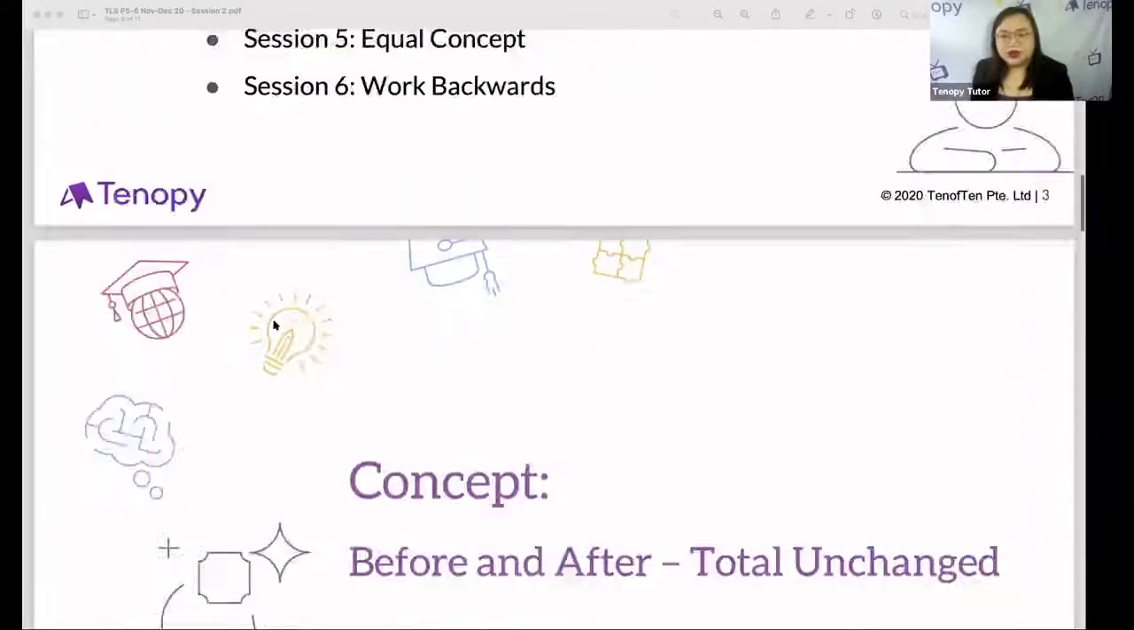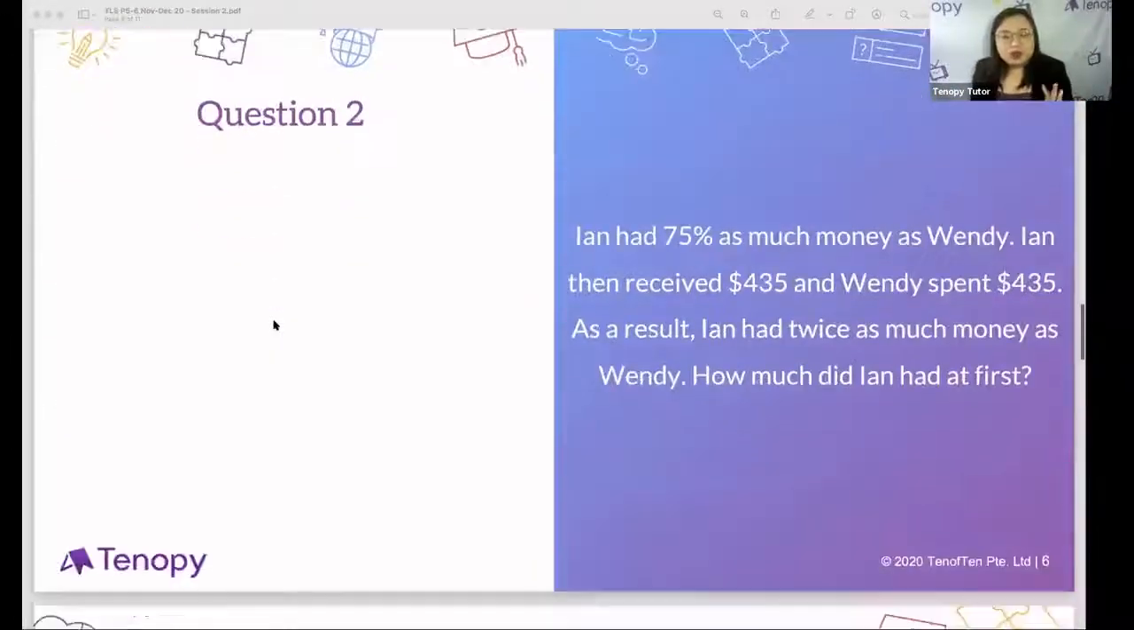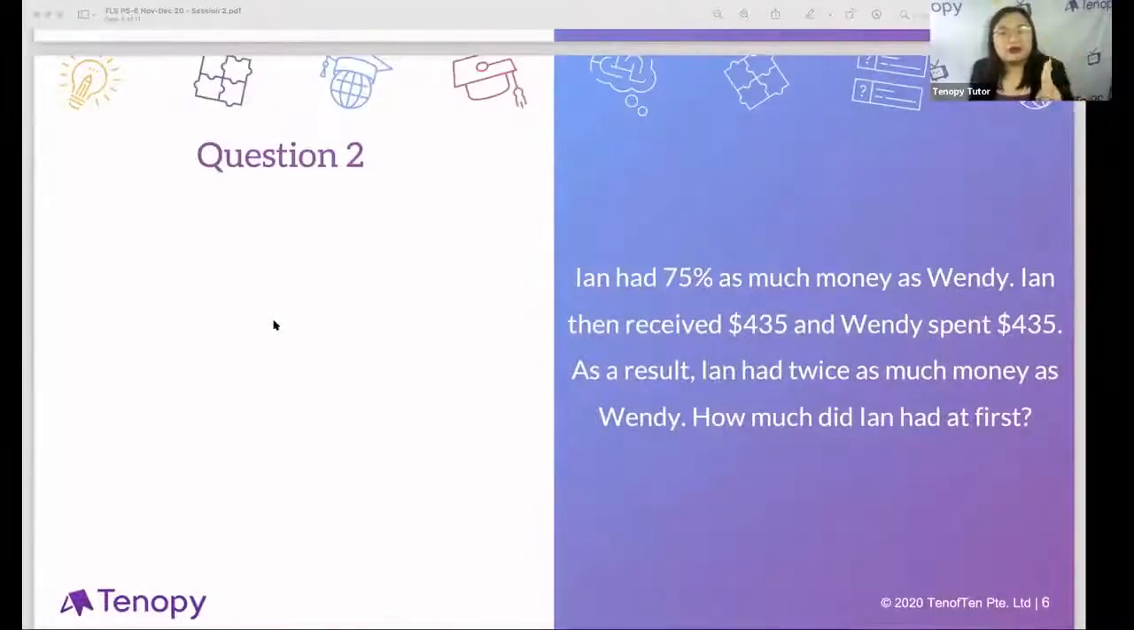Okay? Now, so this is what we learned for today's lesson. We covered the 2 types of question.